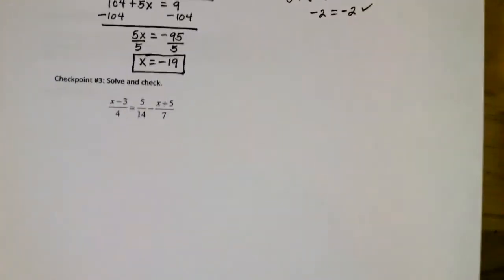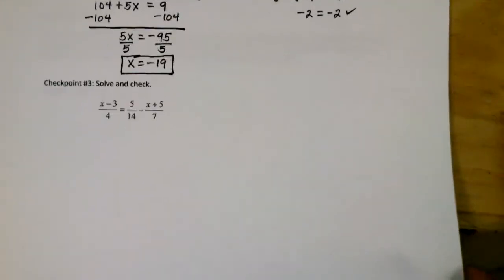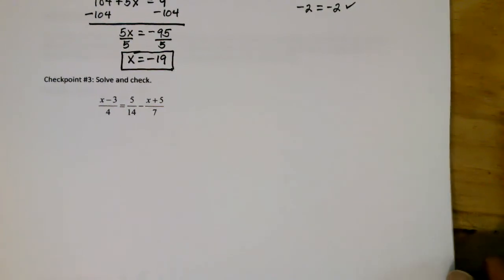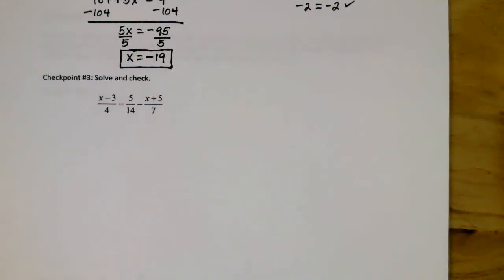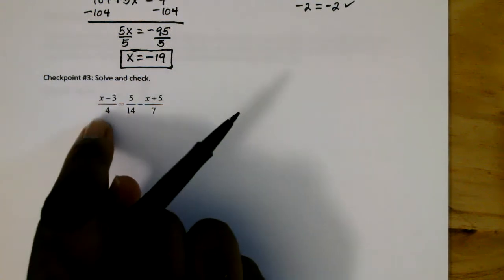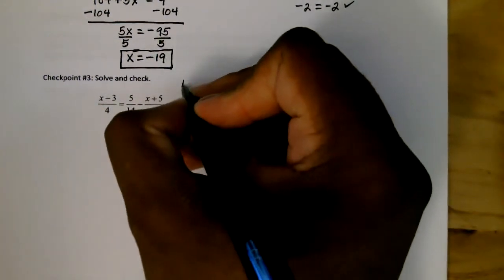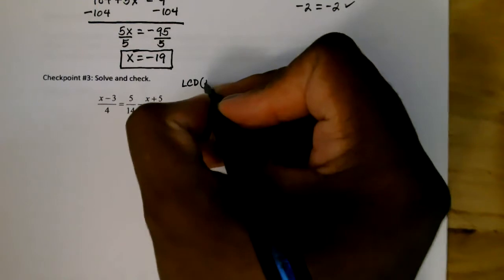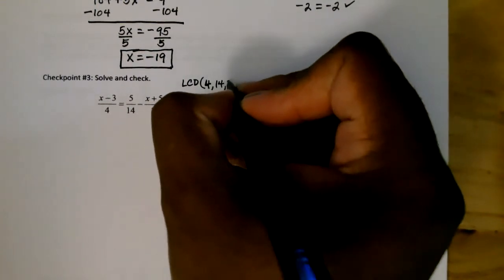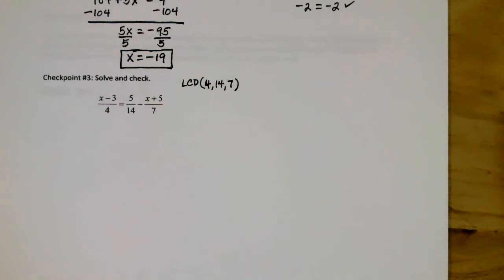Okay. Here's another example. Let's say we want to solve and check this equation. x minus 3 divided by 4 equals 5/14 minus x plus 5 divided by 7. And here I want to solve and check. In this case right here, I need a least common denominator of 4, 14, and 7.